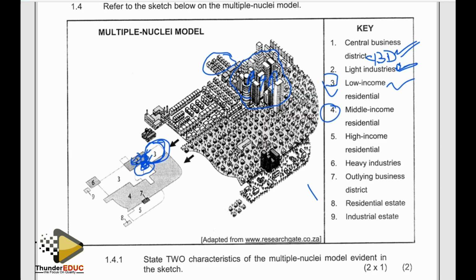Then we have middle income residential, which is number 4. You can see where it is here, which is roughly this area. You are seeing that the middle income is now a little bit far away from the CBD and also the light industries. This middle income, remember, they have a better life, and hence they locate a distance away from activities in the industries, like the light industries, and also a distance from the CBD.